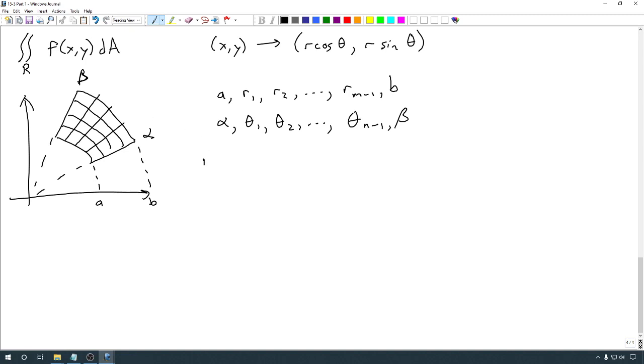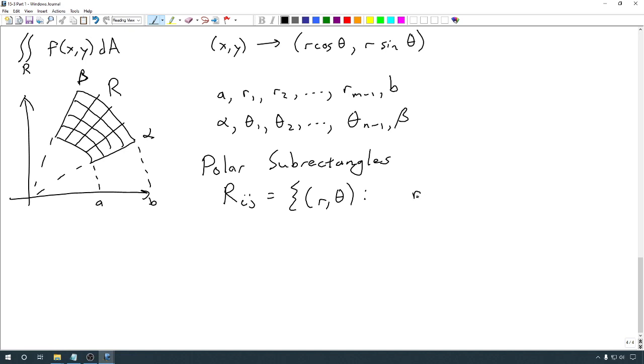And then we have a bunch of polar subrectangles. Let's say Rij. This whole thing is R, but one of these little sub ones is an Rij, where this is just the set of all points r theta, where r is between r i minus 1 and r i, and theta is between theta j minus 1 and theta j. Of course, here we're treating, say, A as r0, B as r m, and so on and so forth. But we just have a whole bunch of them indexed by i and j.